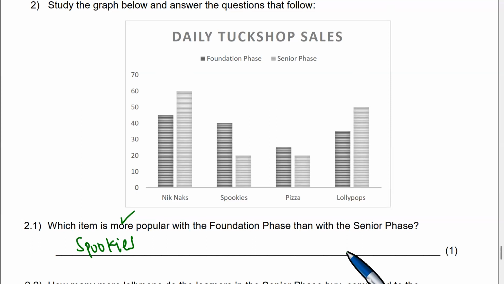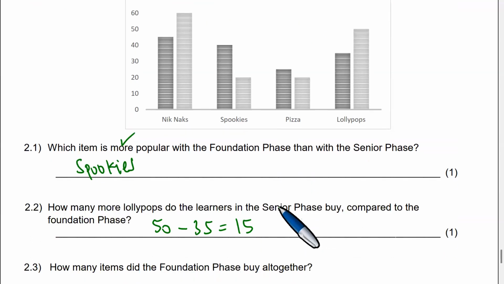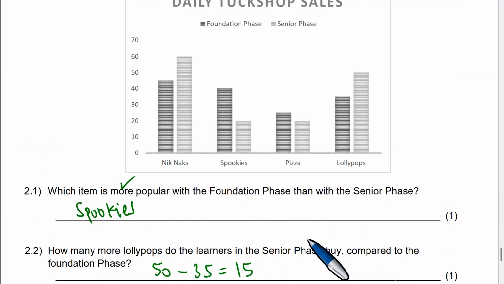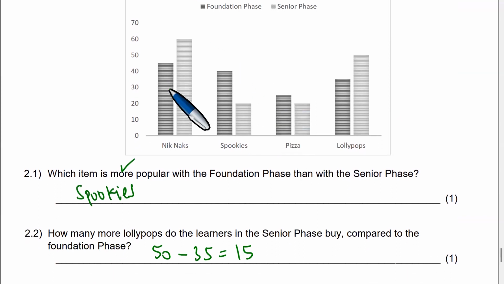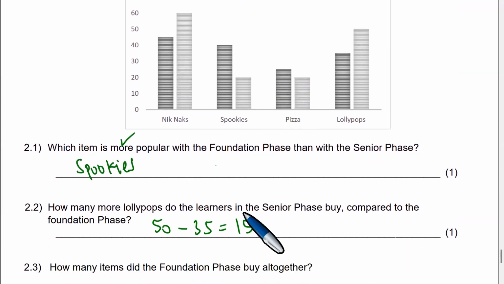So 145. Please come again. 145. Well done. Because, yeah, you're going to see that the foundation phase are the darker ones. So you can see that here they are 45. And here they are 40. Here they are 25. Here they are 35. And the answer is 145.